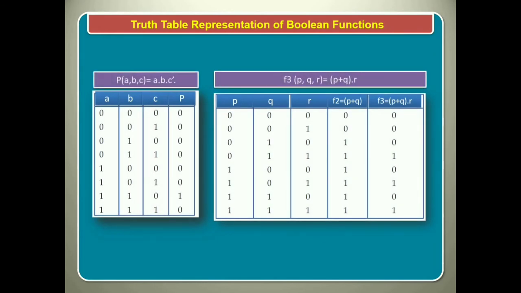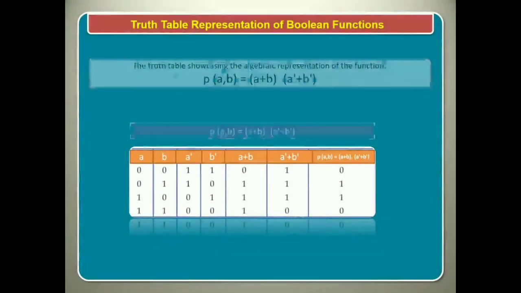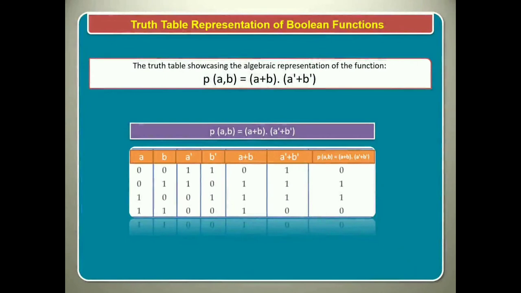Take a look at the screen to find the algebraic representation of some of the functions we have seen earlier using the truth table. By now, you already know that the value of function p will be 1 when a is 1, b is 1, and c is 0, as you can see in Table 1 shown on the screen. As you can see, Table 2 shows the algebraic representation of the function f3. Take a look at the truth table showing the algebraic representation of another function p.